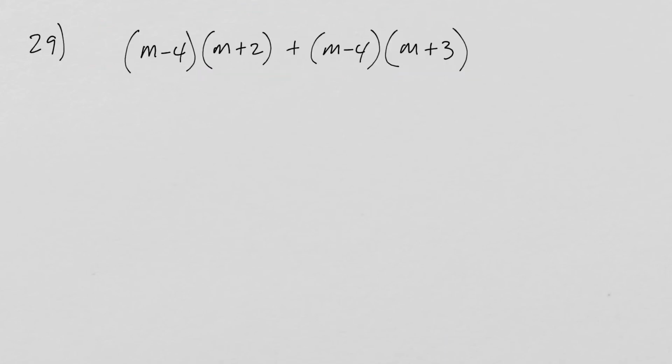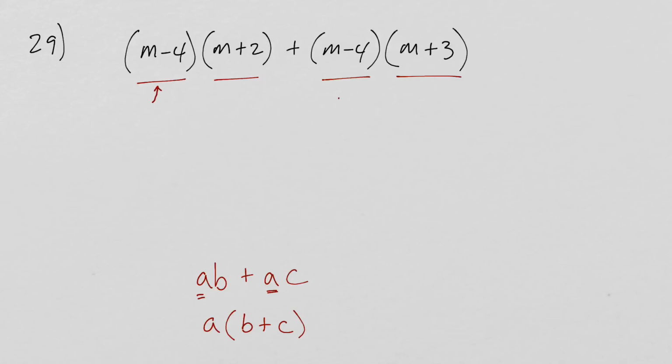All right, in a problem like this, we have two factors on the left, and we have two factors on the right. This is as if we had something like this, AB plus AC. This is the common factor, and it can be pulled out so that you have A times B plus C. Well, that's exactly what you have here. It's just a little more complicated looking. This is the common factor, and it can be pulled out.